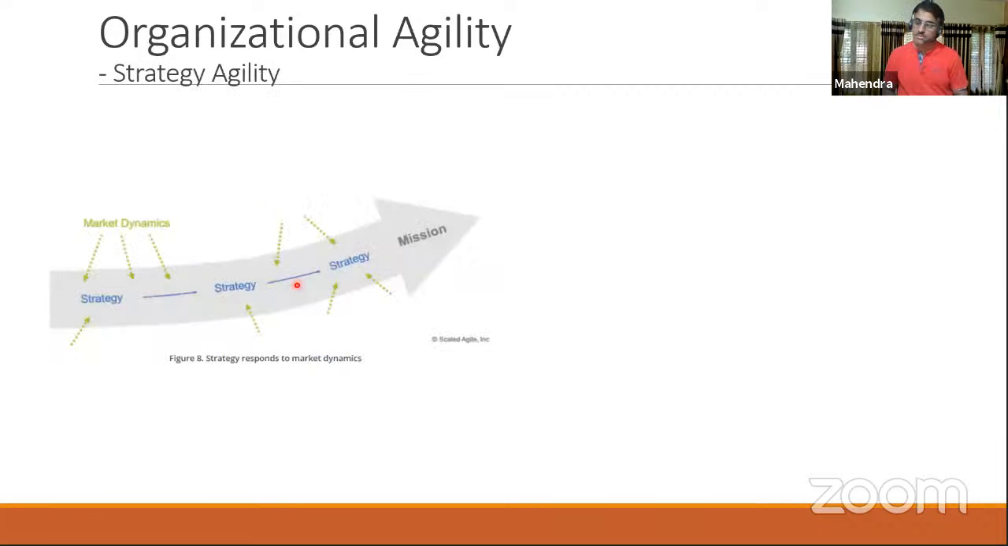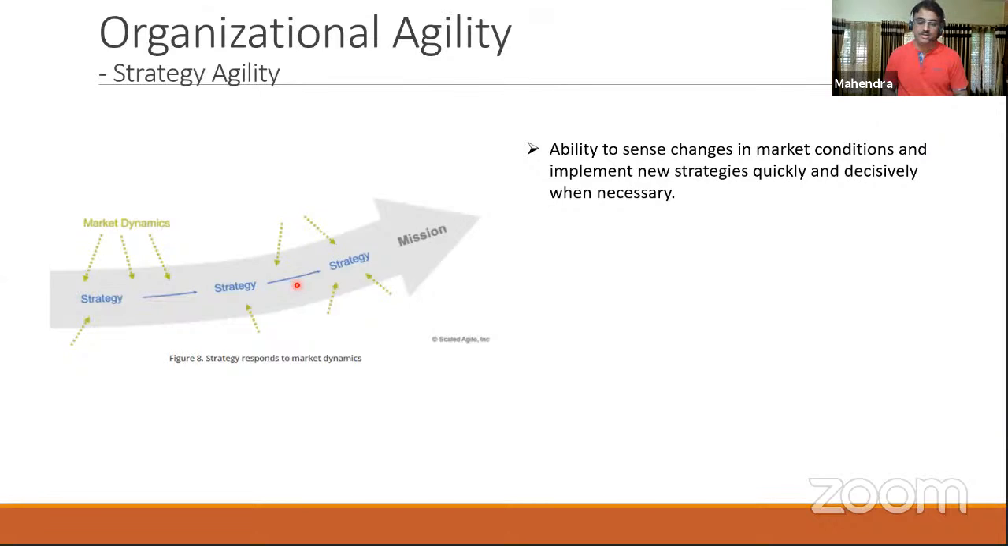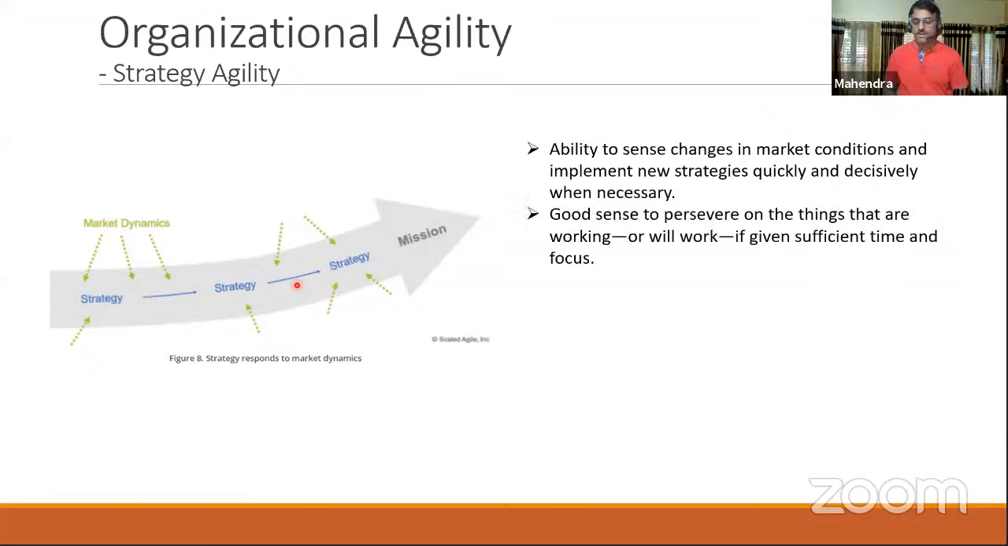And from the strategy point of view also, there should be agility on the strategy side. The organization needs to have the ability to sense the changes in the market and take decisions quickly. And we should be able to preserve the things that are working and will work; that needs to be given some time. And there should be a focus on market sensing, and you let it innovate like a lean startup.